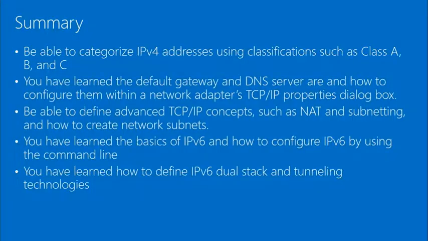So, summary: be able to categorize IPv4 addresses using classifications such as A, B, and C. We've talked about default gateway and DNS server, what they are, and how to configure them. We've talked about defining advanced TCP concepts such as NAT, subnetting, and how to create network subnets. We've talked about the basics of IPv6 and a little bit about how to configure IPv6. And we've talked about the IPv6 dual stack and tunneling technologies.